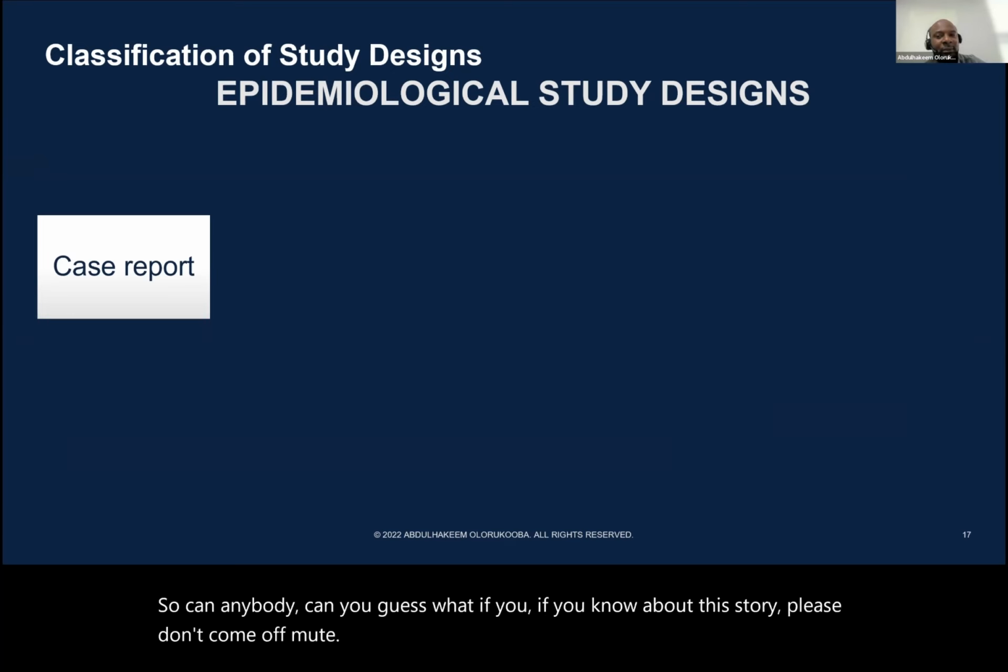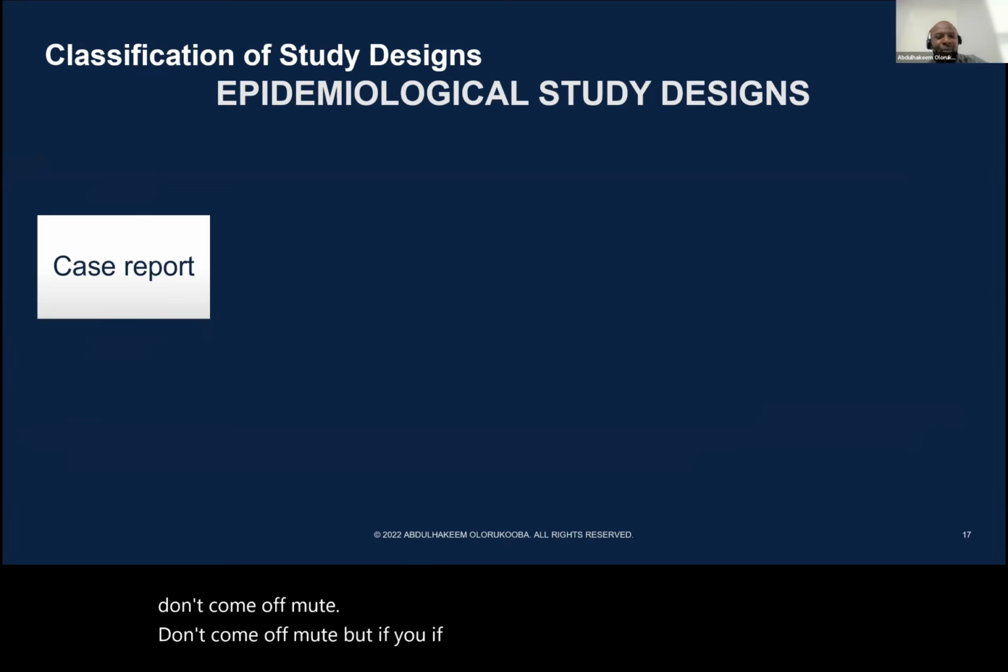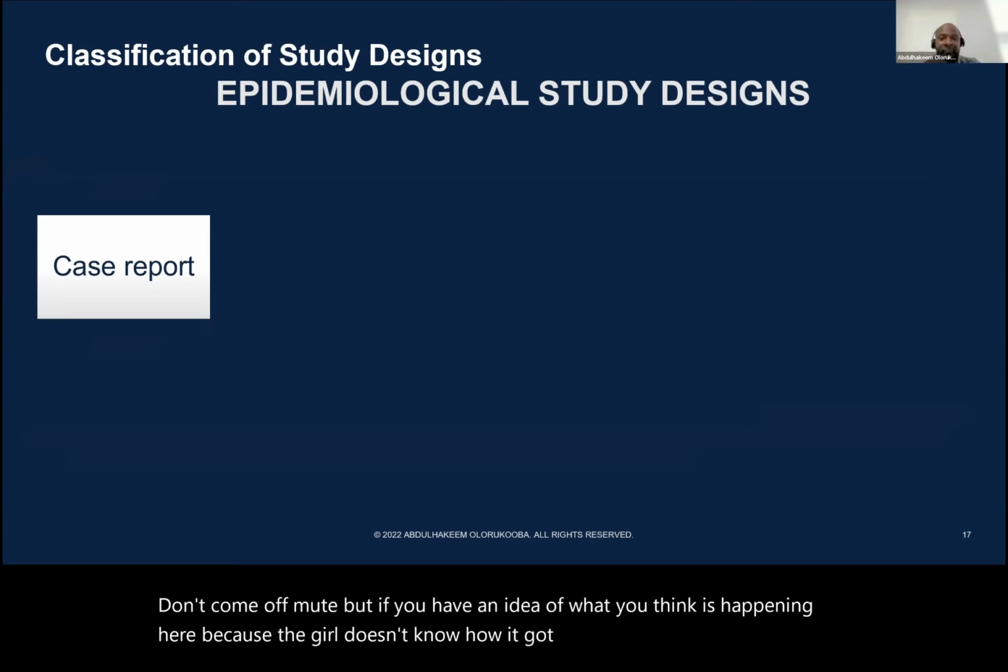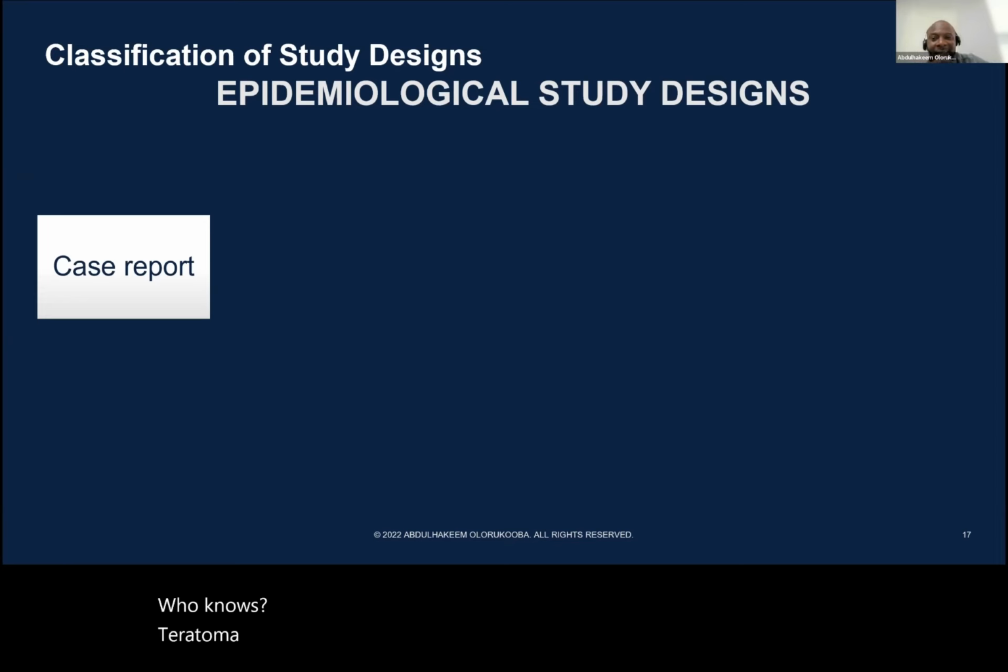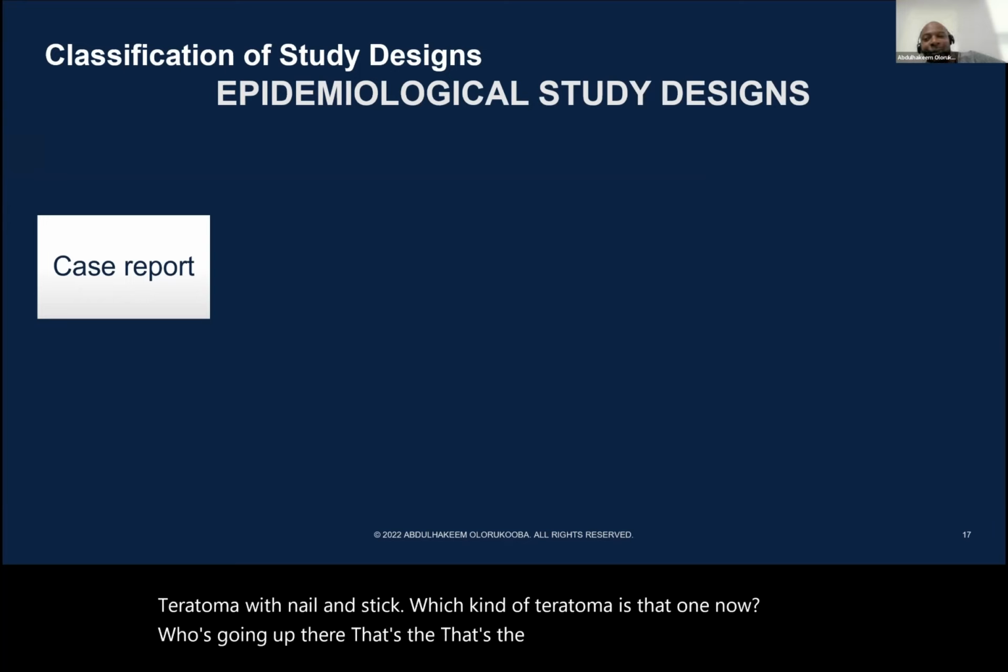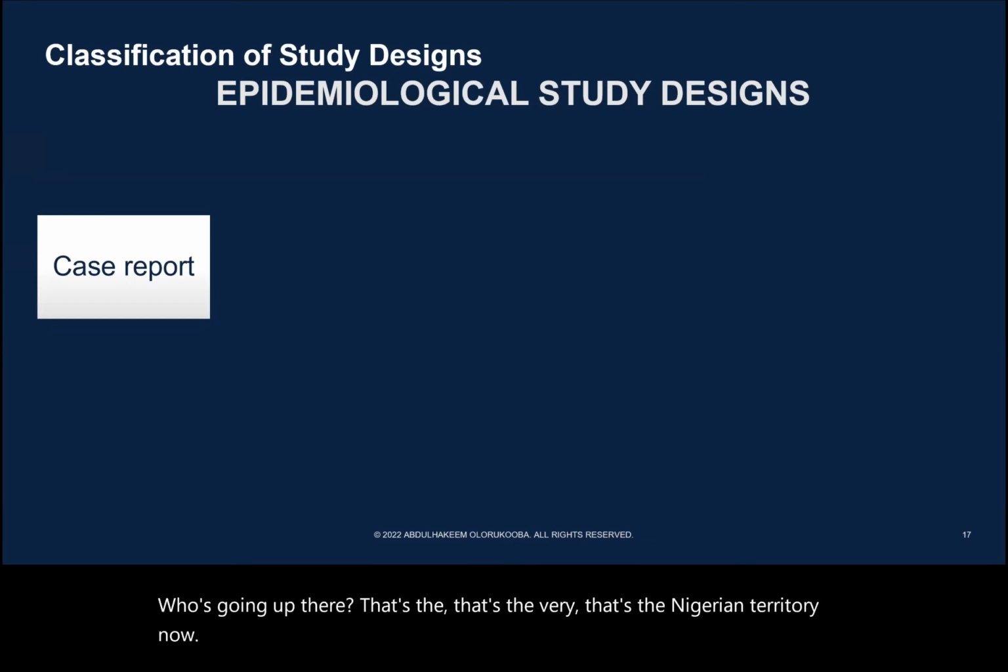So can you guess, if you know about this story, please don't come off mute. But if you have an idea of what you think is happening here, because the girl doesn't know how it got there, but it's there. Who knows? Could it be a teratoma? Teratoma, with nail and stick. Which kind of teratoma is that one now? Which kind of teratoma? That's the Nigerian teratoma. I think it could possibly be an insertion unknown to her for a purpose, maybe local. Very good, very good, very good.